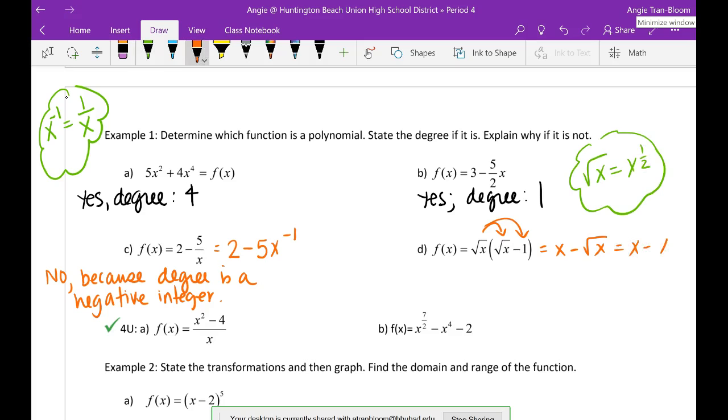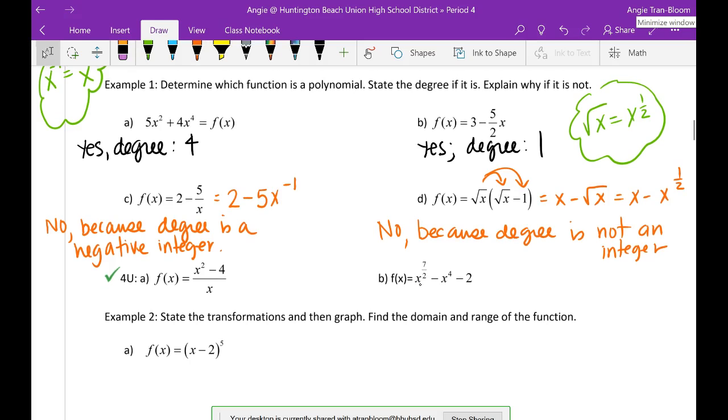Okay. So this is like that. Okay, so it's no. Because the degree is negative? Is that right? Because the degree, or the power, whatever you want to call it, is not an integer. Okay. All right, you and your team, figure out, check for you, A and B. I'm going to get your deck of cards so I can shuffle.